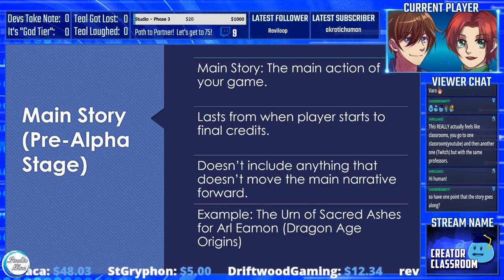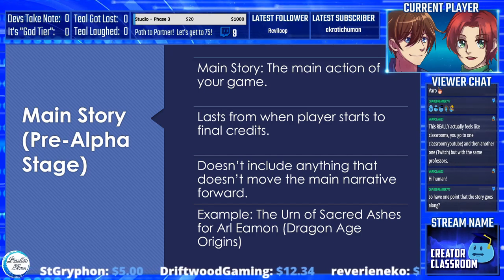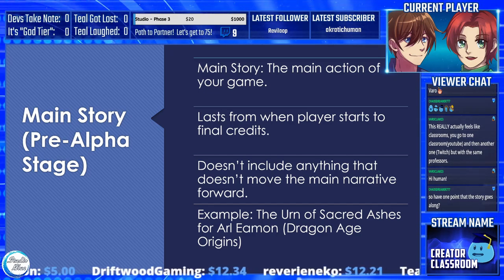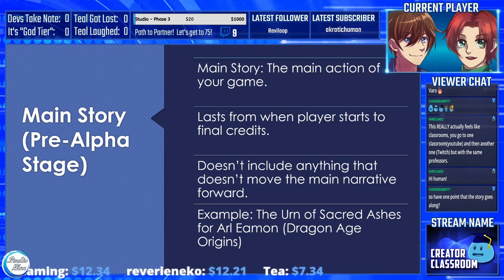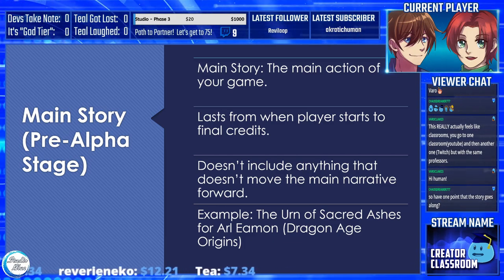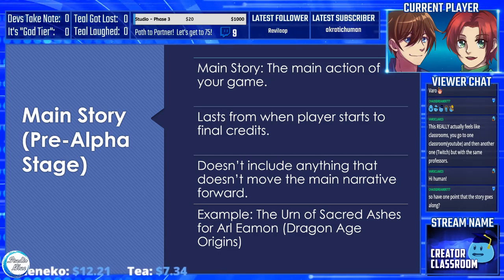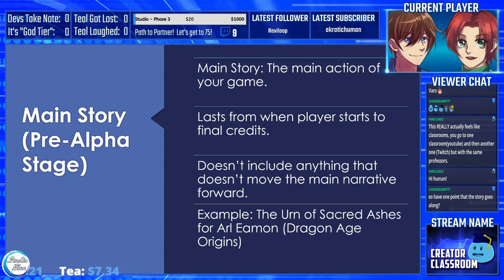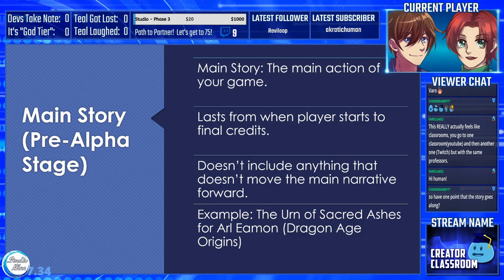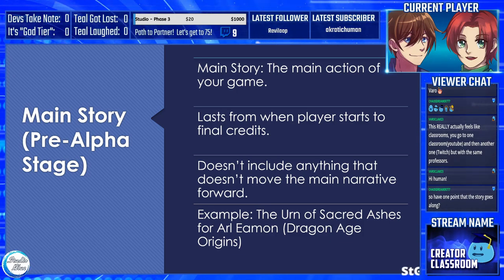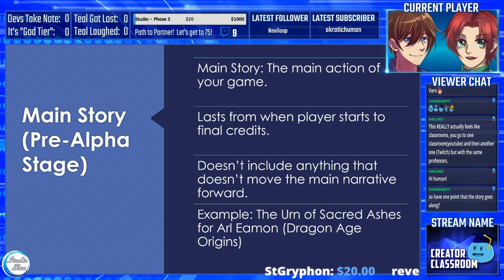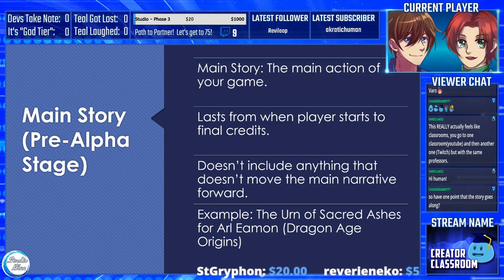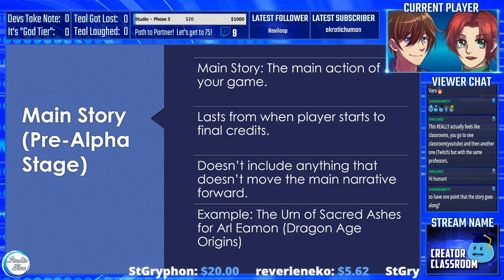Right, so the important thing to do when you're creating your main story, aka main quest, because we're taking this from an RPG standpoint, is don't include your side content. Don't include your side quests. Don't include your side stories. Don't include your character arcs, anything that doesn't deal directly with the main action. Only if it relates to the main action, like in this case, the Urn of Sacred Ashes, would you put it in. You're going to want to do that because you want to have a strong definition of your main story.